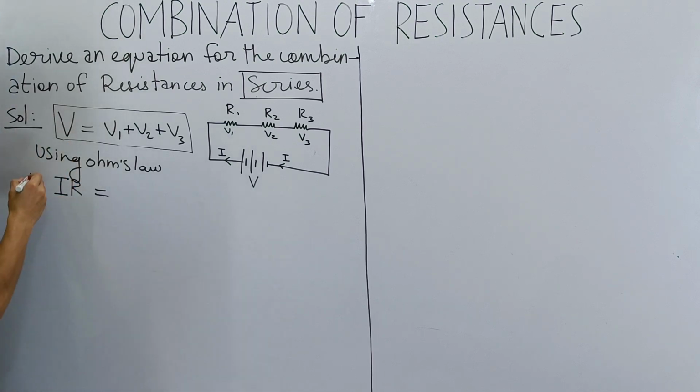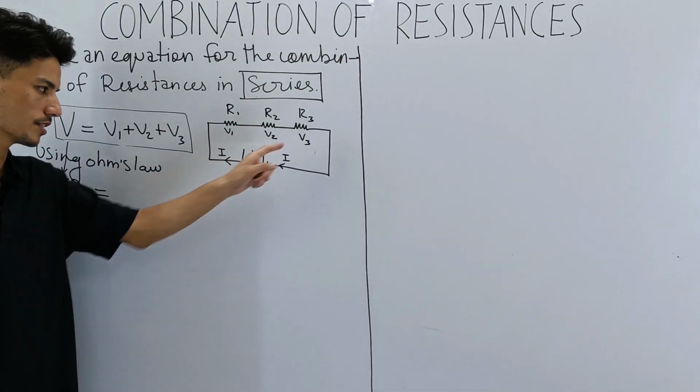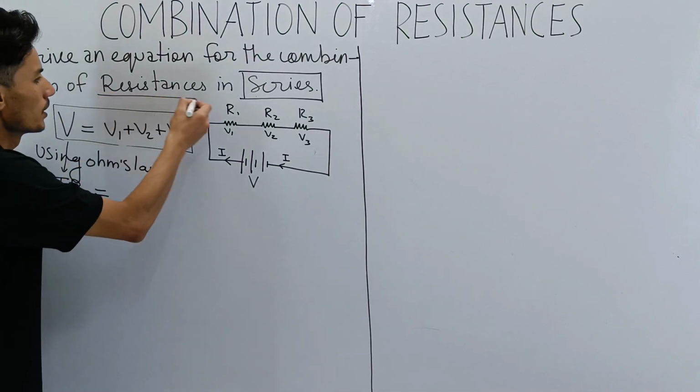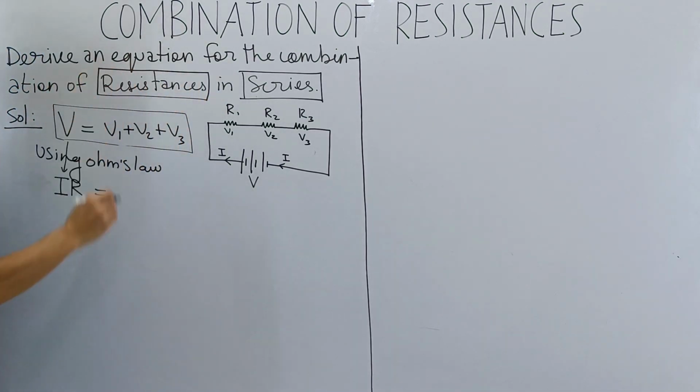Yes, after all, Ohm's law is V is equal to IR, isn't it? So I'll not write V anymore. Instead of writing V, I'm going to write IR. This I is the current for the entire system, and this R will be the equivalent resistance. We are going to find the equation for combination of resistance.